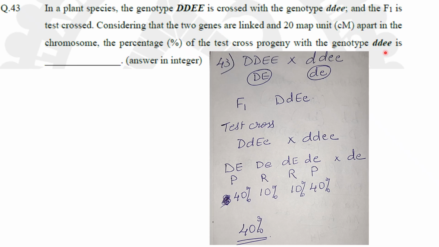be. So that you will get from that. DDEE is your parental combination, not the recombinant one. So DDEE will be 40%. See here, that is your parental combination. So answer will be 40.